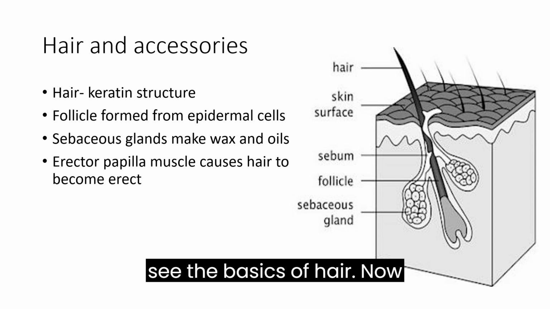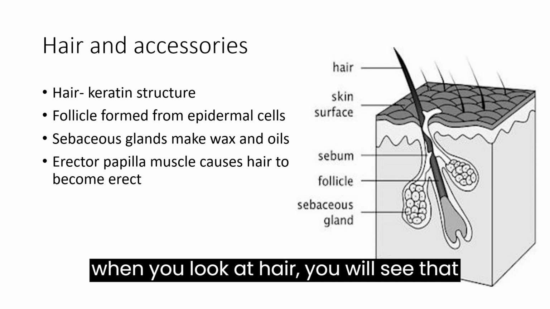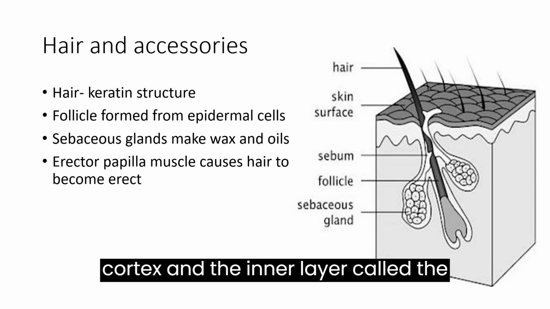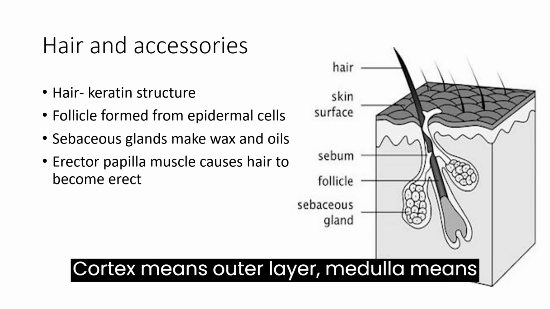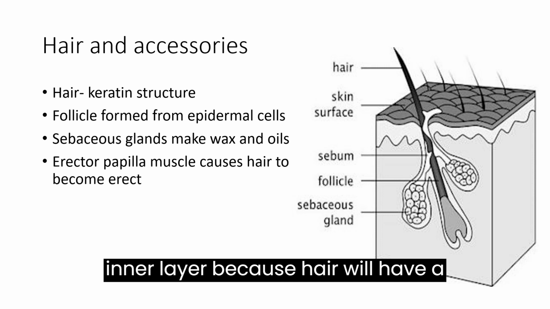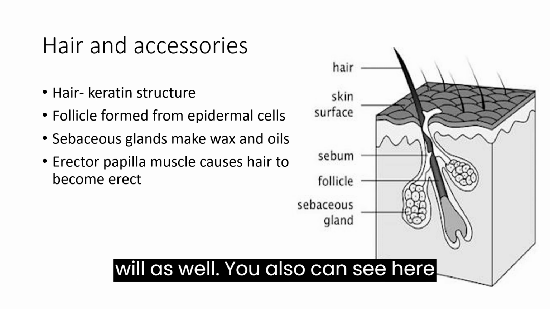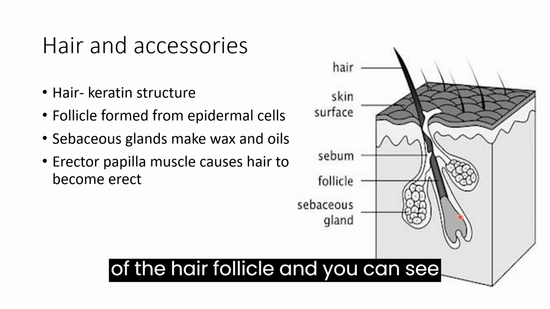Here you can see the basics of hair. Now, when you look at hair, you will see that hair has an outer layer called the cortex and the inner layer called the medulla. I would recommend writing down cortex means outer layer, medulla means inner layer, because hair will have a cortex and medulla, and other structures will as well. You also can see here this big bulb, which is called the bulb of the hair follicle.